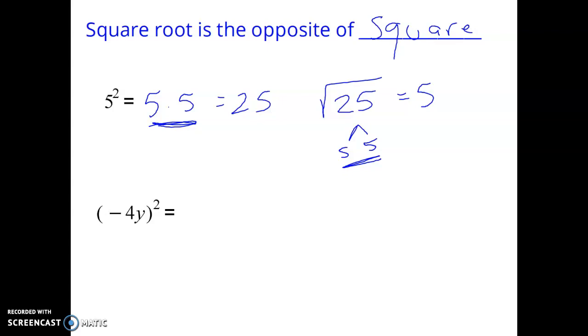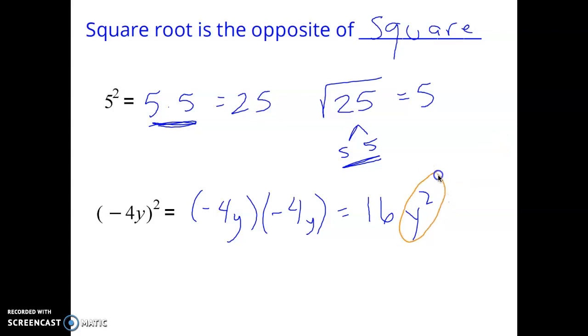All right, let's do this one. Negative 4y squared. Well, that means negative 4y times negative 4y. Negative 4 times negative 4 is positive 16. Y times y is y squared. Now, it's really important to notice here that that squared only goes with the y. It doesn't affect the 16. The square over here, that goes with the y and the negative 4 because of the parentheses. But the one over here just goes with the y. Sometimes people get confused about that. So we don't want to look at squaring 16 again. That squared only goes along with the y.